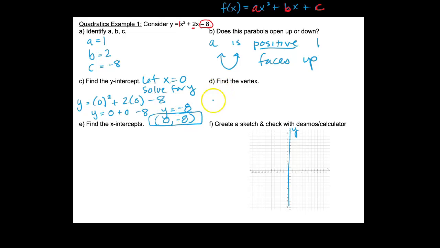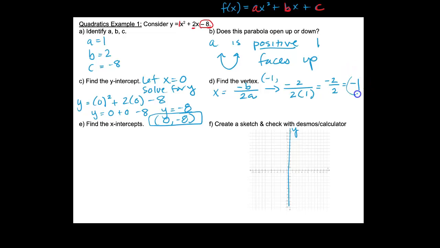And then for part D, we're going to find the vertex, and we're going to use the formula that helps us find the vertex. And that formula is x equals negative b over 2a. That's the x value of the vertex. So we already know what b and a are. We identified those in step A. So I'm just going to go ahead and plug those in. So b is 2, so I'm going to do negative 2 divided by 2 times a is 1. And I'm going to evaluate that. So negative 2 divided by 2 is negative 1. Okay, so we already know that the x value of the vertex is negative 1.